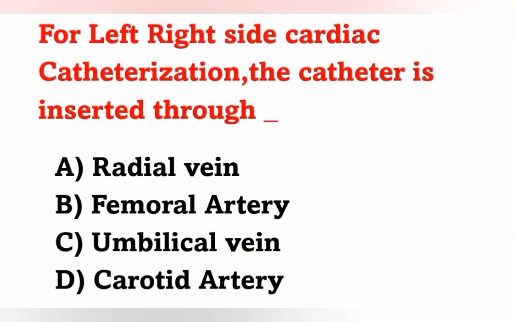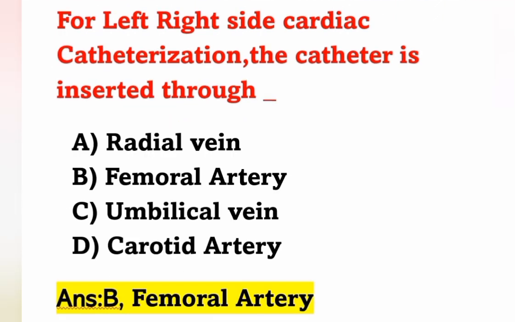The next question: for left side cardiac catheterization, the catheter is inserted through which vessel? Option A radial vein, option B femoral artery, option C umbilical vein, option D carotid artery. For left side cardiac catheterization, the catheter is inserted into the femoral artery. Option B is the correct answer. It is inserted in the brachial or femoral artery into the left ventricle. Move on to the next question.